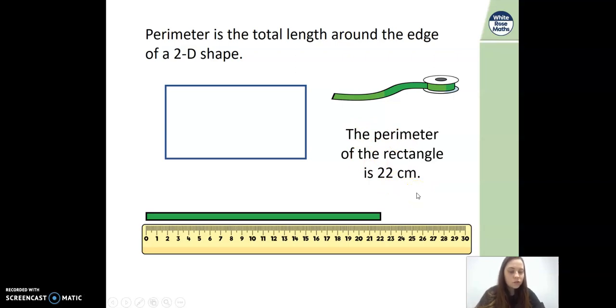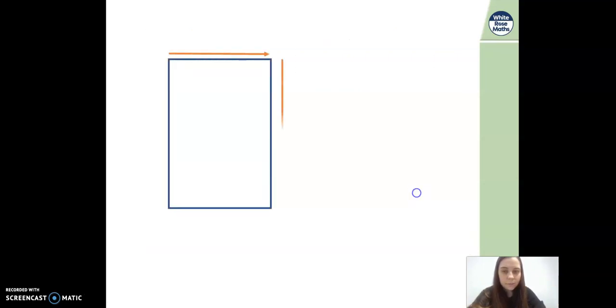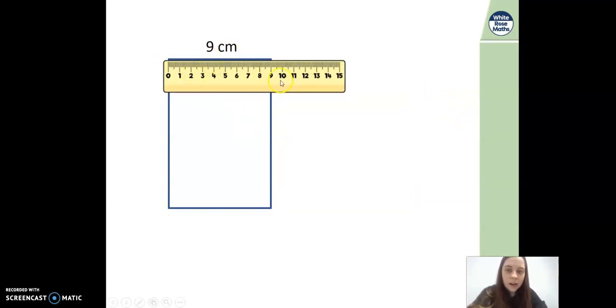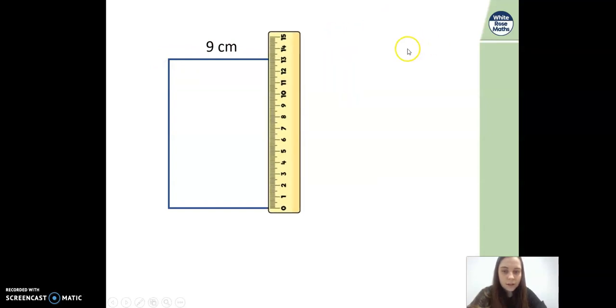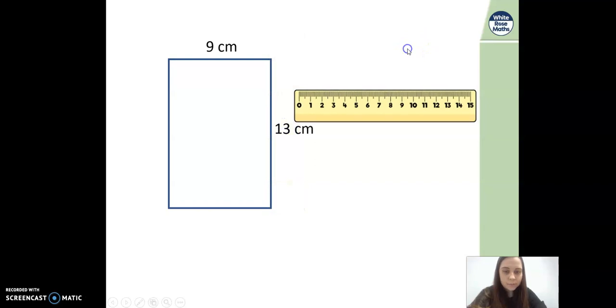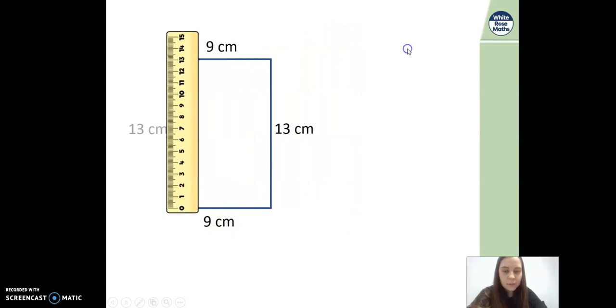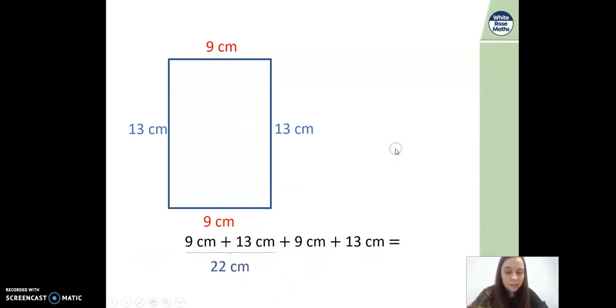Like I said, if we had a piece of string and we wrapped it all the way around a 2D shape, that is how we would find out the perimeter. So we're going to look now at how we can measure it using a ruler. As you can see, this side here is 9 centimetres long. This side here is 13 centimetres long. Of course this side is also 9 centimetres and this side is 13 because it's a rectangle. Now all we need to do is add them all together. So we need to add 9 centimetres, 13 centimetres, 9 centimetres and 13 centimetres.